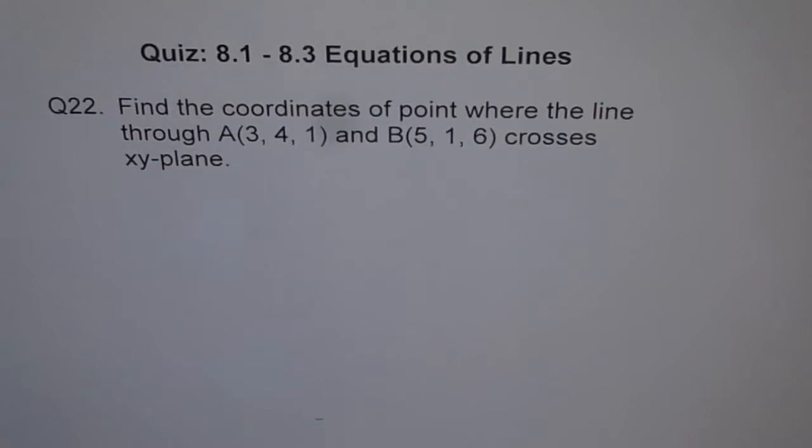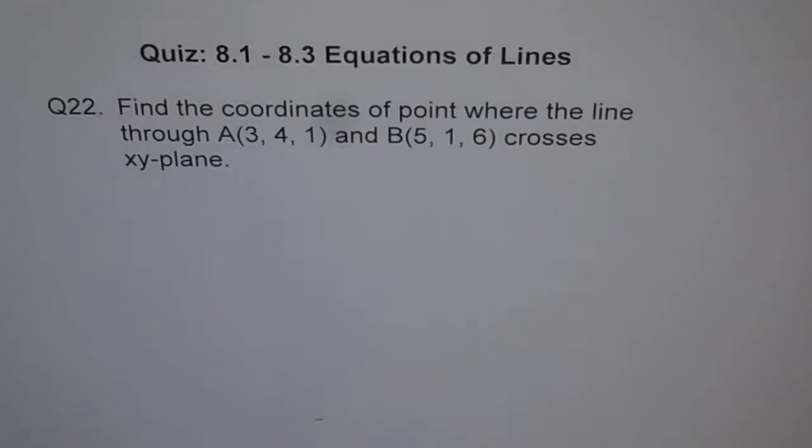Question 22. Equations of lines. Find the coordinates of the point where the line through A(3,4,1) and B(5,1,6) crosses the XY plane. Try to solve the question and then look into my video for suggestions.